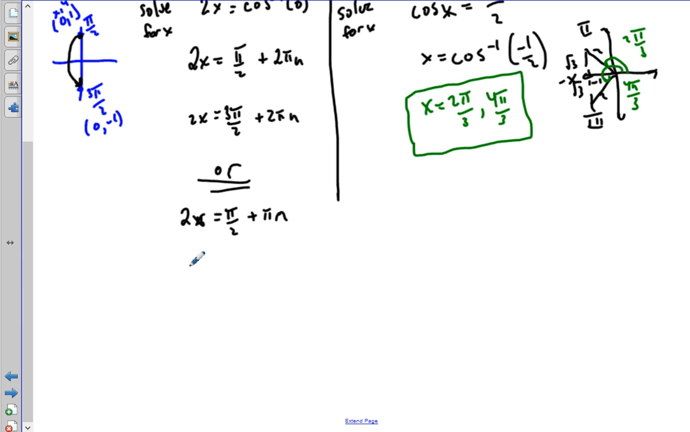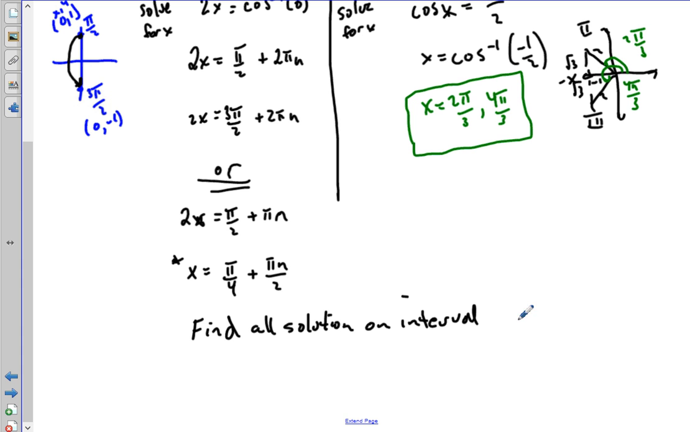Now we solve for x. So x is going to equal pi over 4 plus pi n divided by 2. You'll get the same answer if you do the other one, but I'm going to just use this. Now the next thing is we're going to find all solutions on the interval 0 to 2 pi.